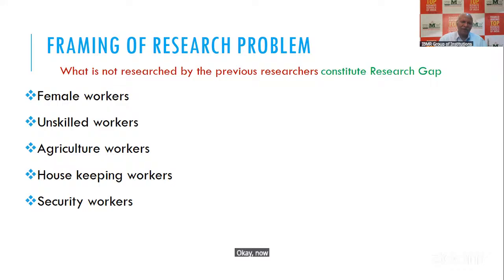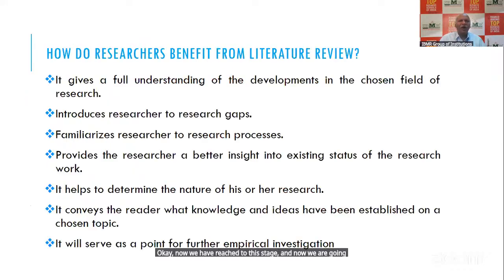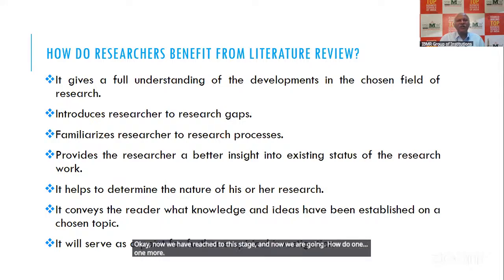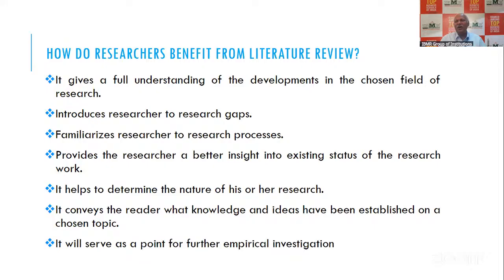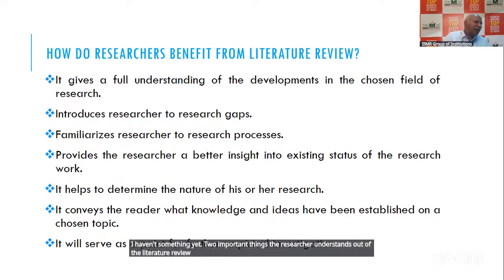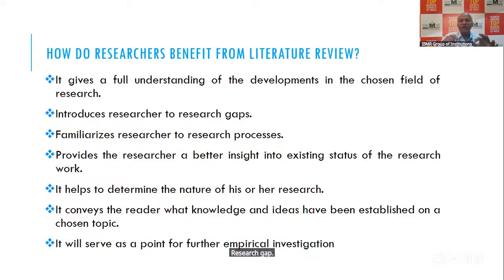Okay, now we have reached this stage. How do researchers benefit from literature review? We have given something here. Two important things the researcher understands out of the literature review. One important thing is the research gap. The second most important thing is the research process. How this research has been carried out by the researcher. Process, a step-by-step approach to the research.